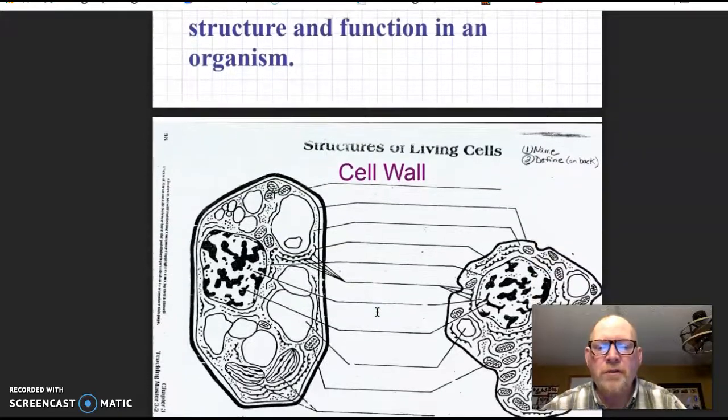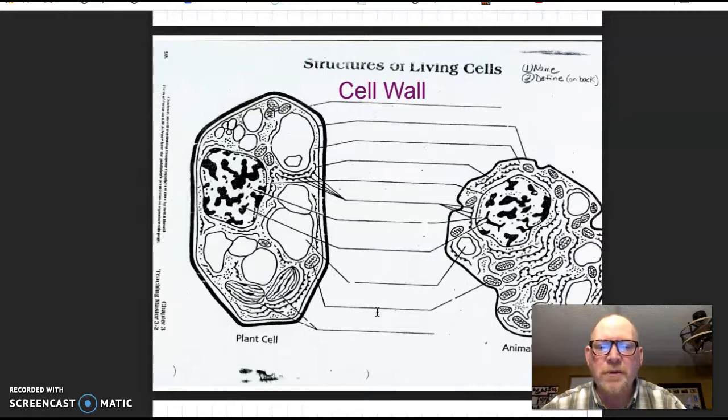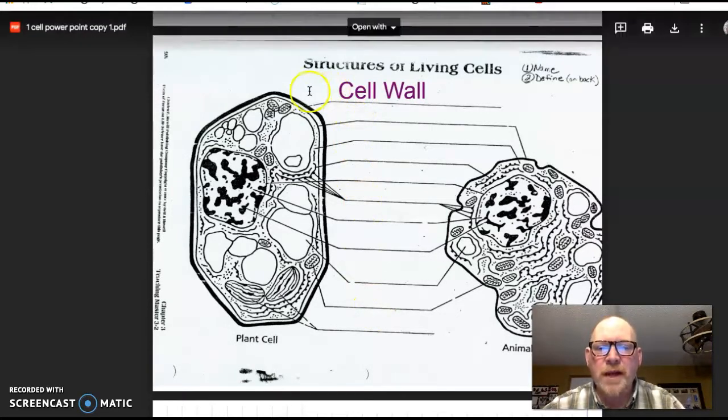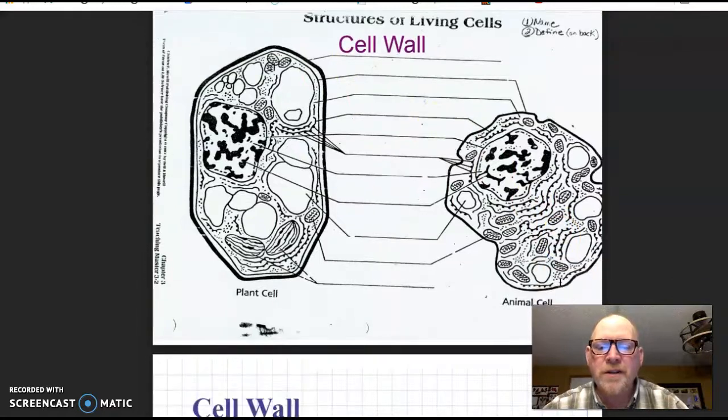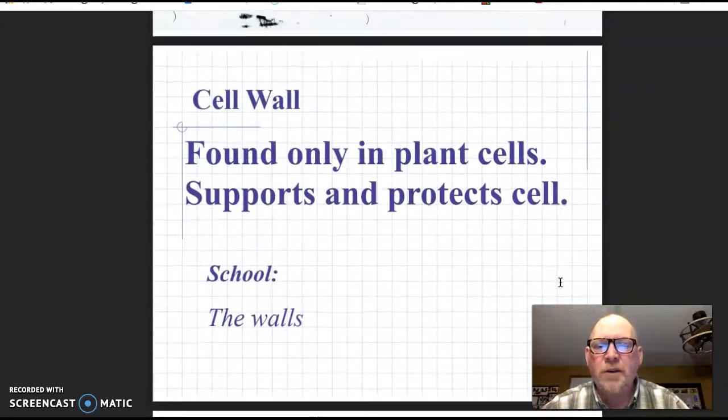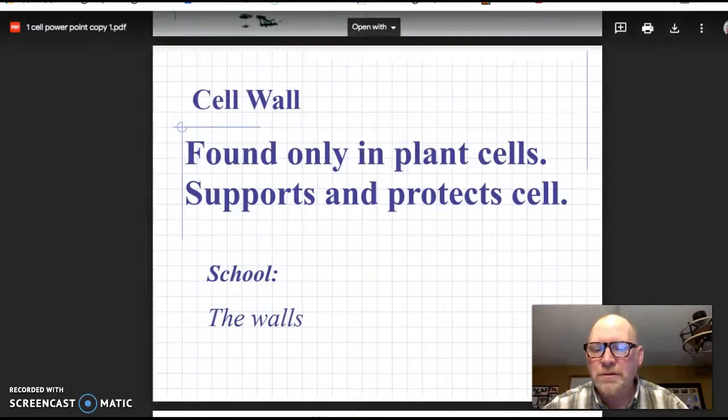Here, when they start, they have two cells, one plant and one animal, and they show you that the plant has a cell wall. Animal cells do not have a cell wall. On the next slide it says that a cell wall is found only in plants, and its function is to support and protect the cell. The cell wall also enables the plant, the tree, the flower to reach for the sun. At the bottom of that slide, we're comparing a cell to a school. What would the cell wall be represented by in a school? That would be the walls.